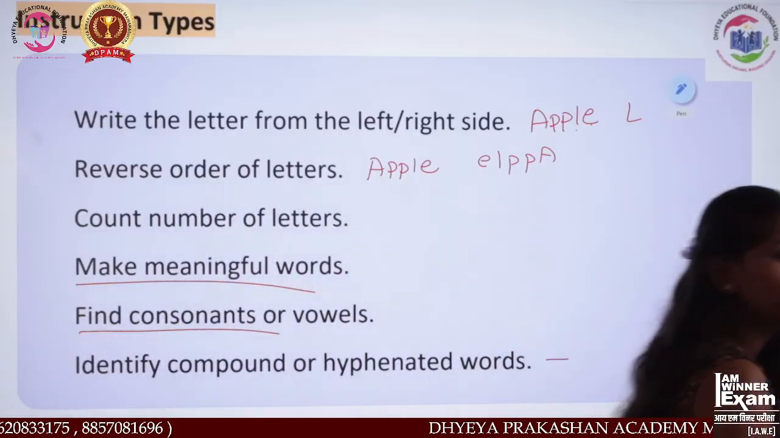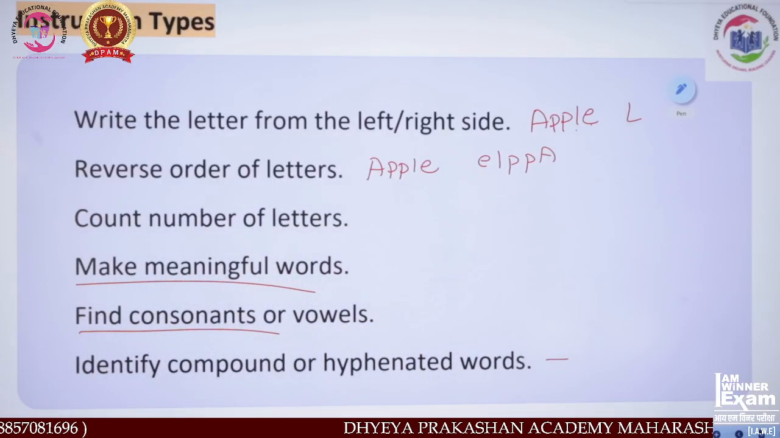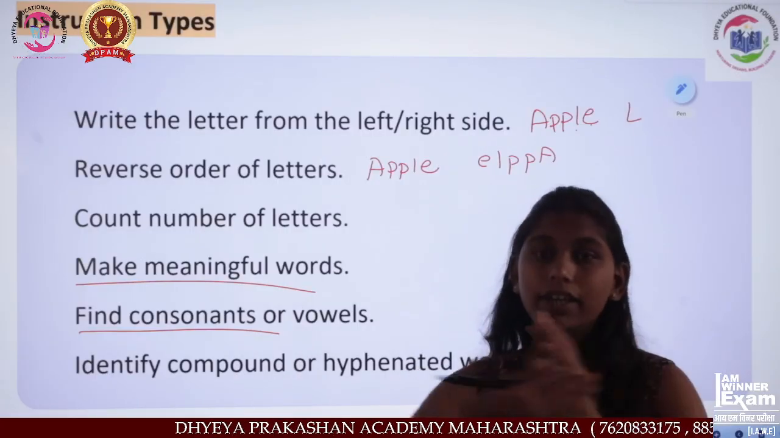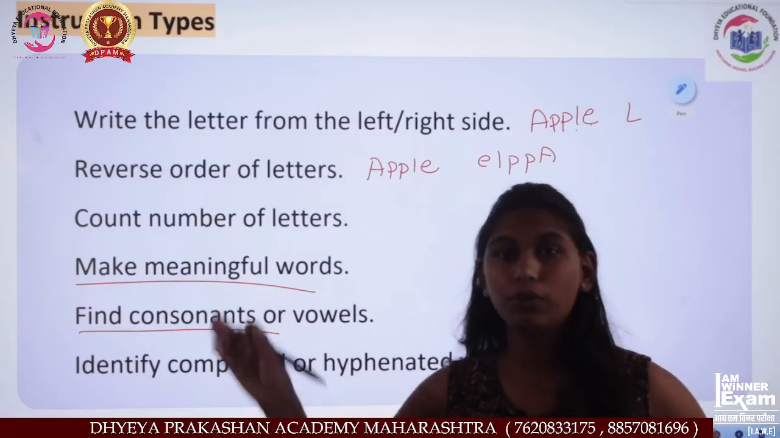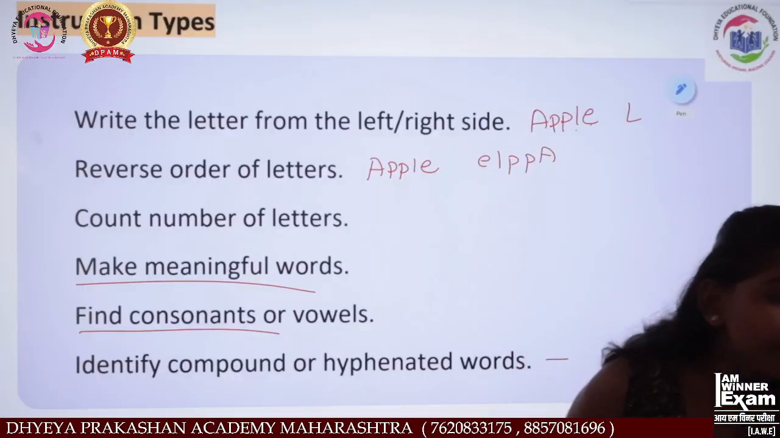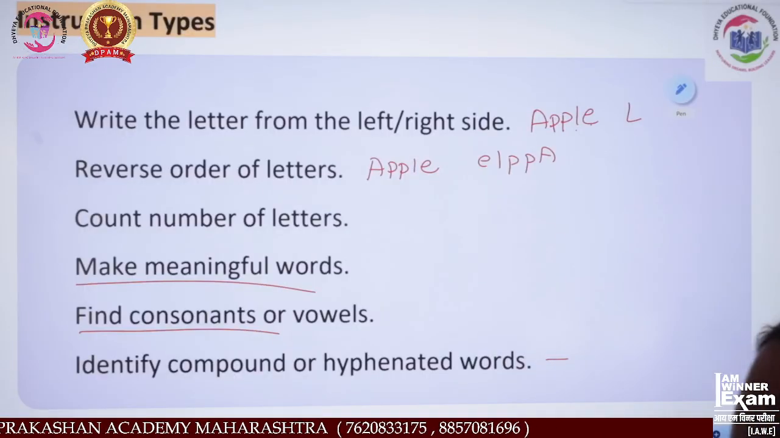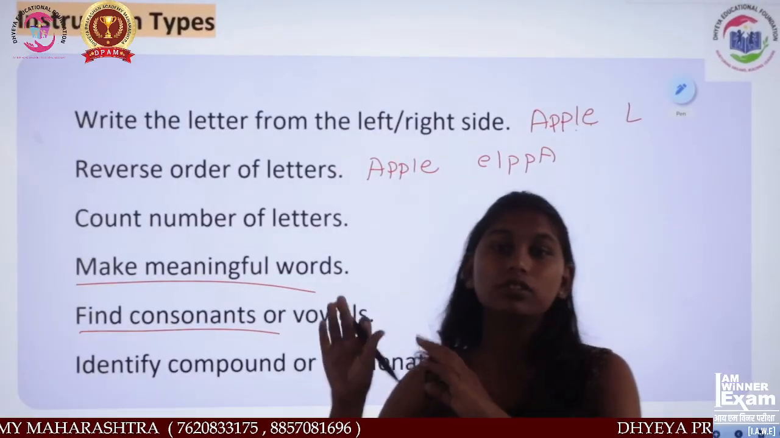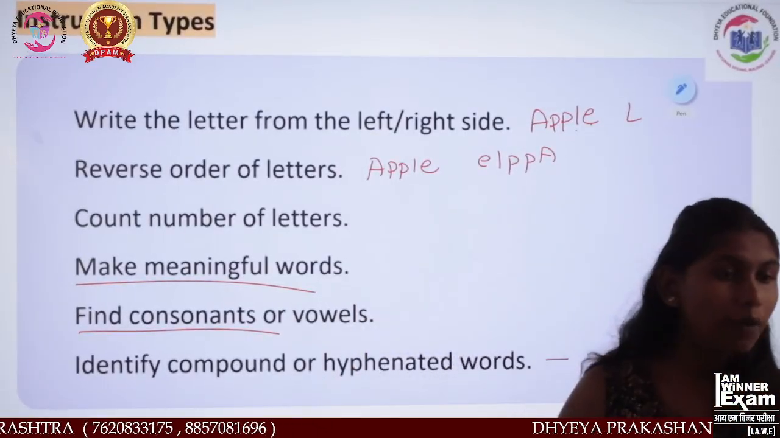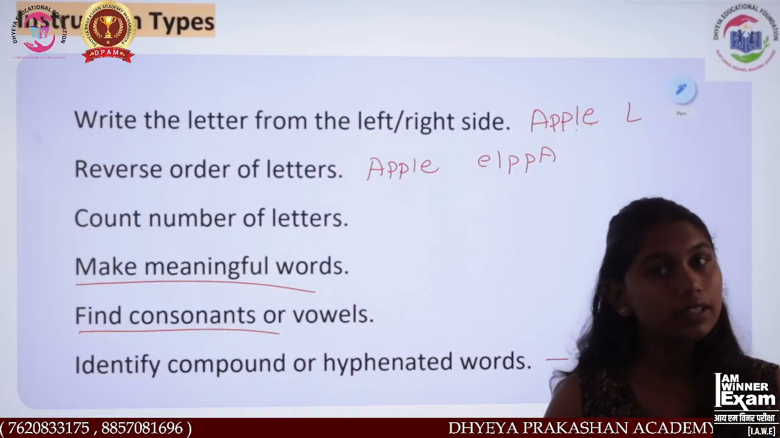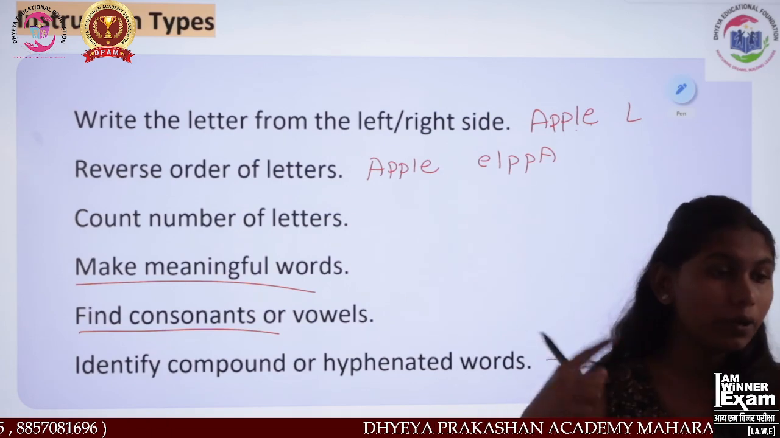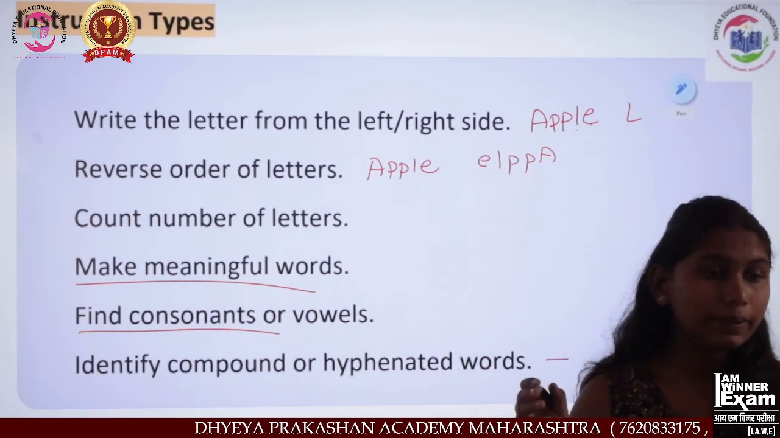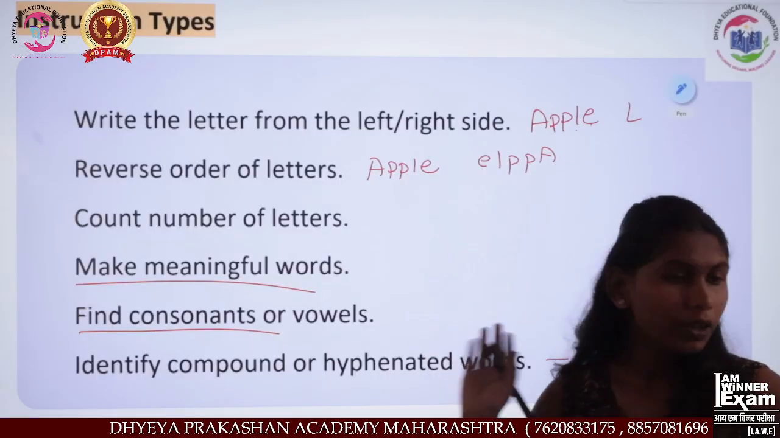Okay. So first one, that is write the letters from the right and left side, means start writing the letters or start counting the letters from the left side and also the right side. Then reverse the order of letters, means we reverse the whole word, we reverse the order of the letters. Then count the number of letters, then we counted the number of the particular letter which is asked in the question and in the same word which is given in the question only.